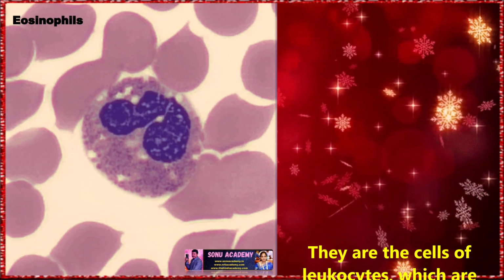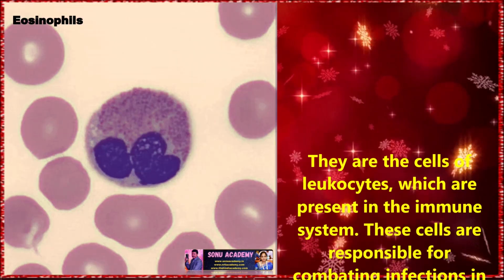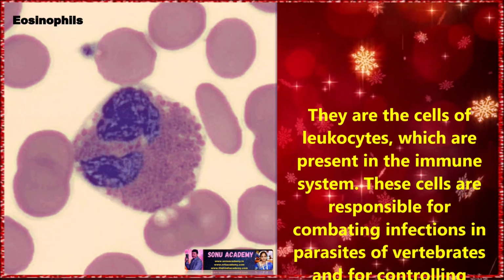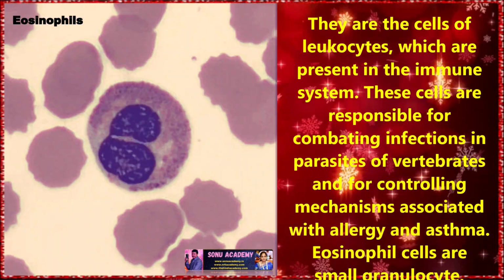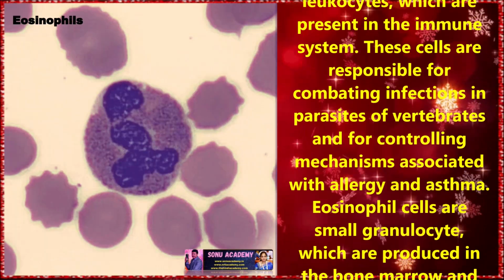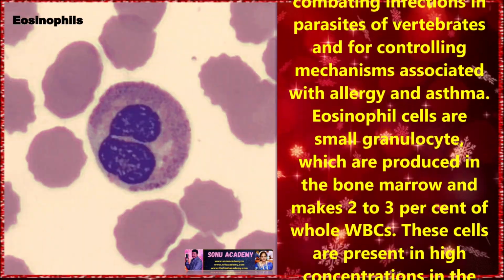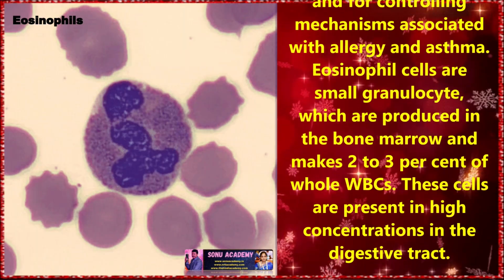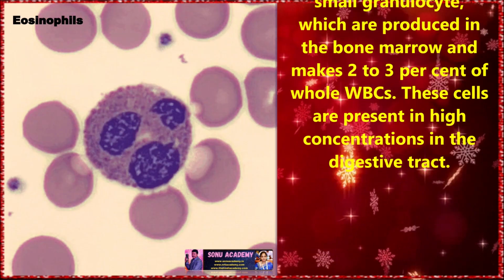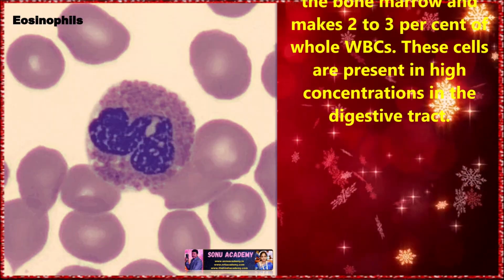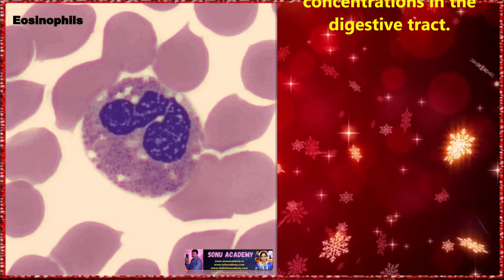Eosinophils. They are cells of leukocytes which are present in the immune system. These cells are responsible for combating infections by parasites in vertebrates and for controlling mechanisms associated with allergy and asthma. Eosinophil cells are small granulocytes which are produced in the bone marrow and make up 2 to 3% of whole WBC. These cells are present in high concentration in the digestive tract.